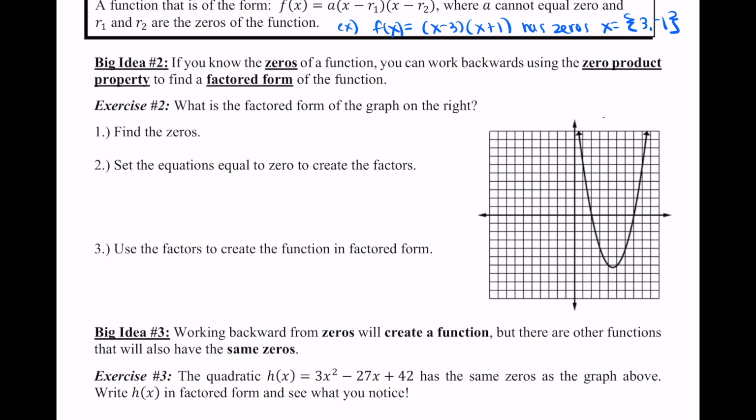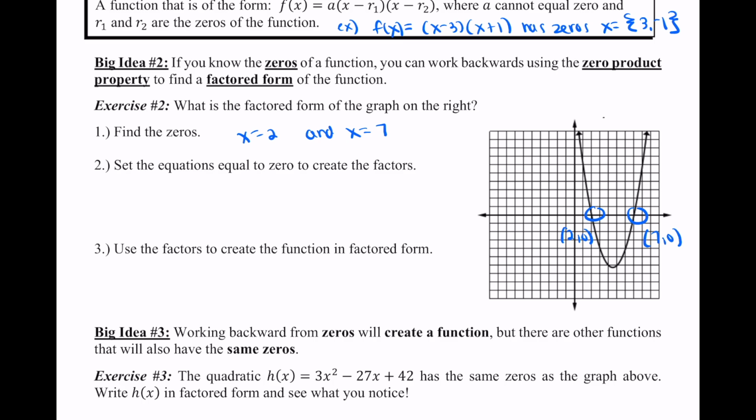So exercise number 2, what is the factored form of the graph on the right? So there we've got the graph of a quadratic function. This is broken down into 3 steps. Step number 1, find the zeros. Based on our x-intercepts, we have zeros of 2 and 7.